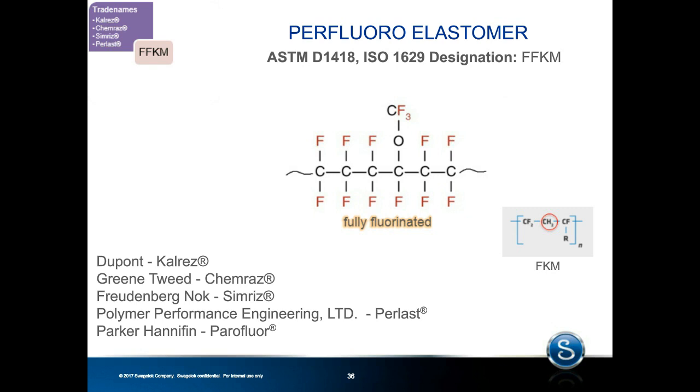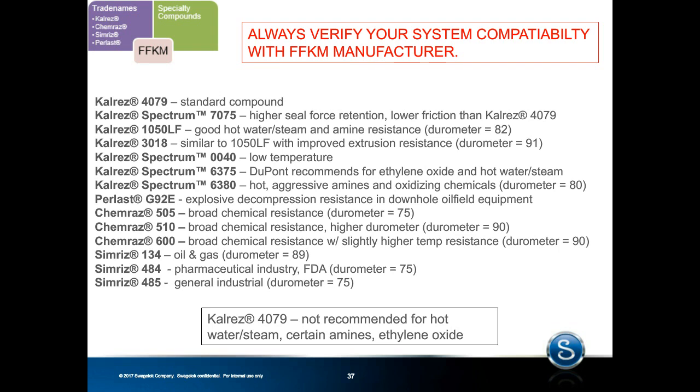Some common trade names that you may be aware of is Kalrez, that is manufactured by DuPont. Green Tweed manufactures Chemraz. There are also additional trade names out there, such as Simriz, Perlast, and Parofluor. These materials are developed with very specific intentions for chemical resistance, and more so than the previous materials that I discussed, you really need to understand what compound and what compound number is being used as your sealing material because they are developed for different intentions.